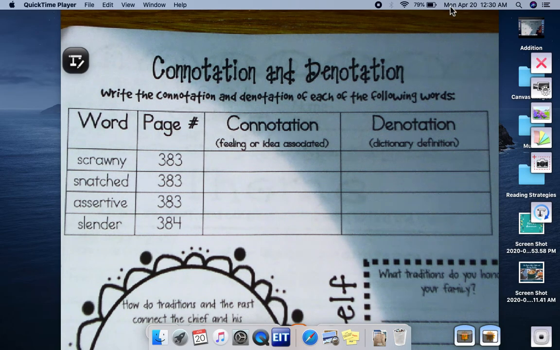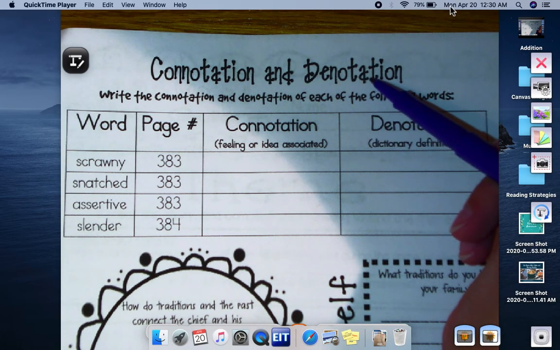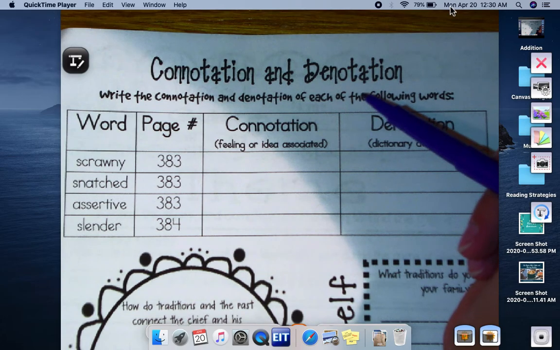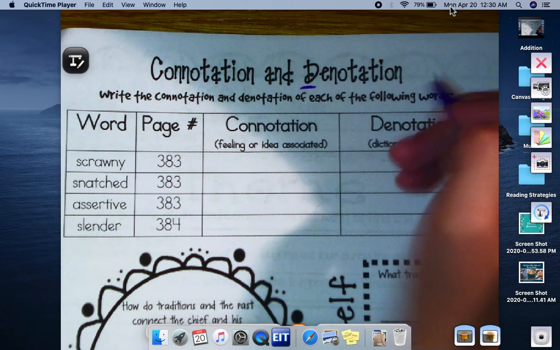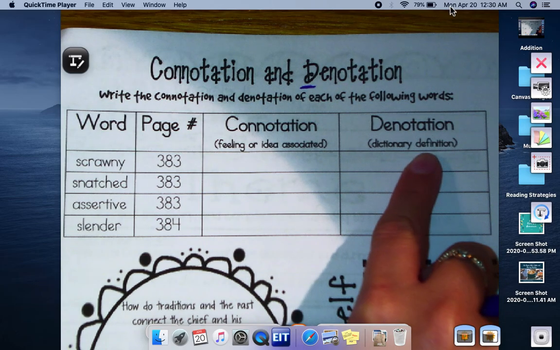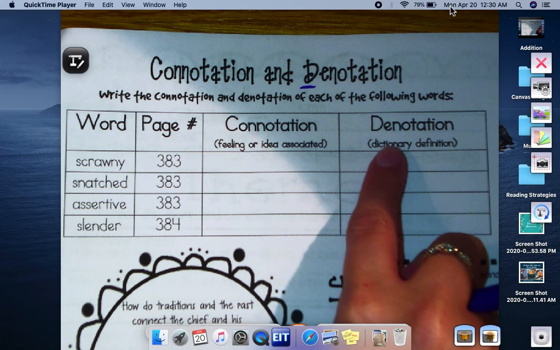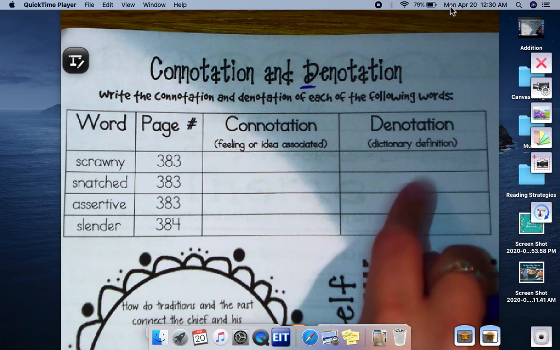The reading skill this week, and it's something we've talked about before, is connotation and denotation. They sound fancy, but they really are pretty simple. Denotation starts with a D. Denotation is that dictionary definition. That's how you remember it. They all start with D. Denotation, dictionary definition. So the denotation of a word is its actual definition.